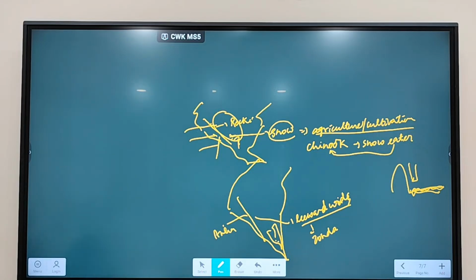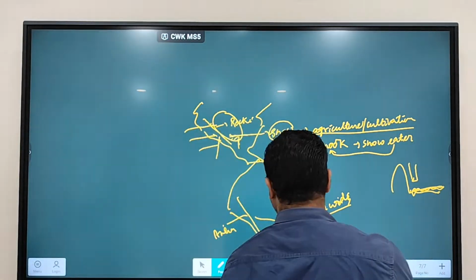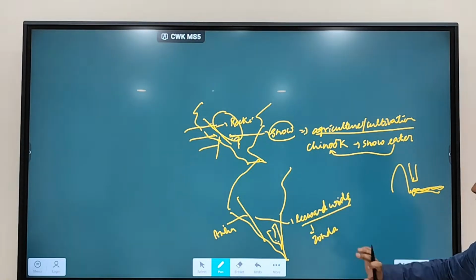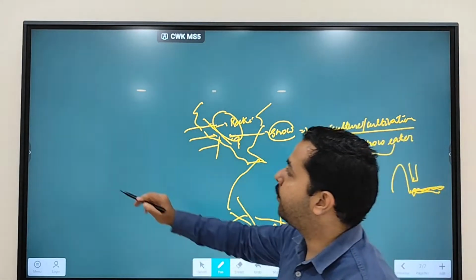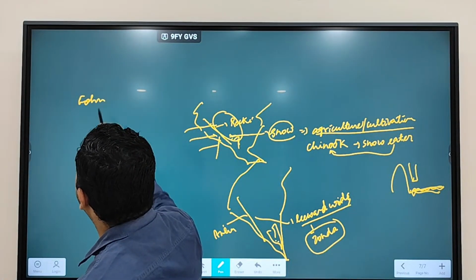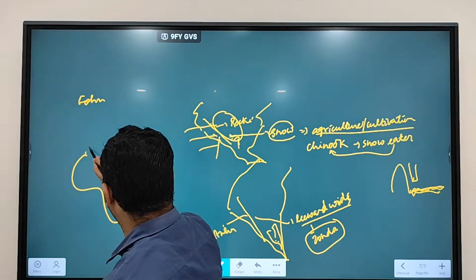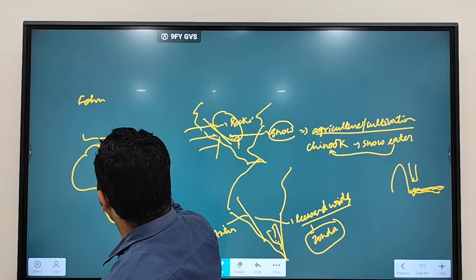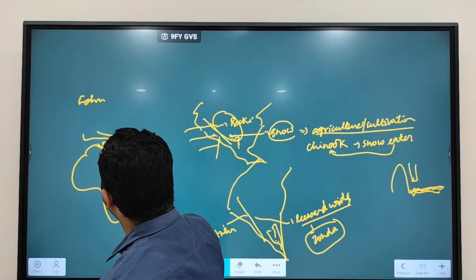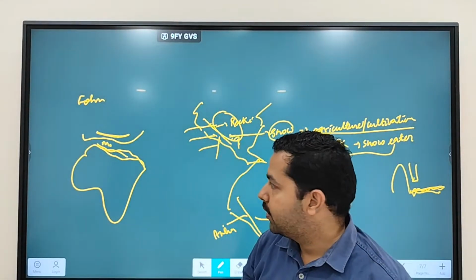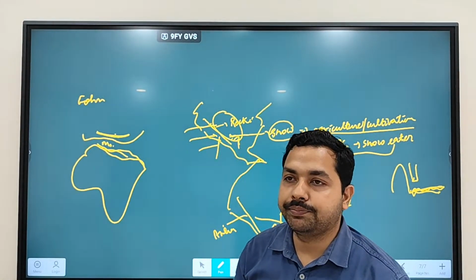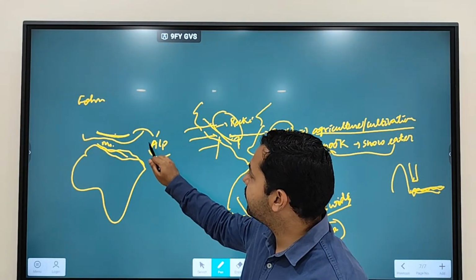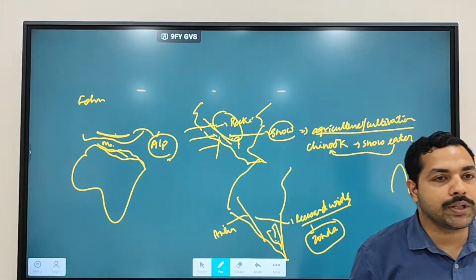Fine. So we have done Chinook, we have done the Zonda. Another important one we have written is foehn. Now where are you going to find foehn? Which region is this? This is Africa, and this part we discussed is the Mediterranean Sea. Here which mountains are there? The Alps. We discussed the Alps. Alp mountain lies over here.